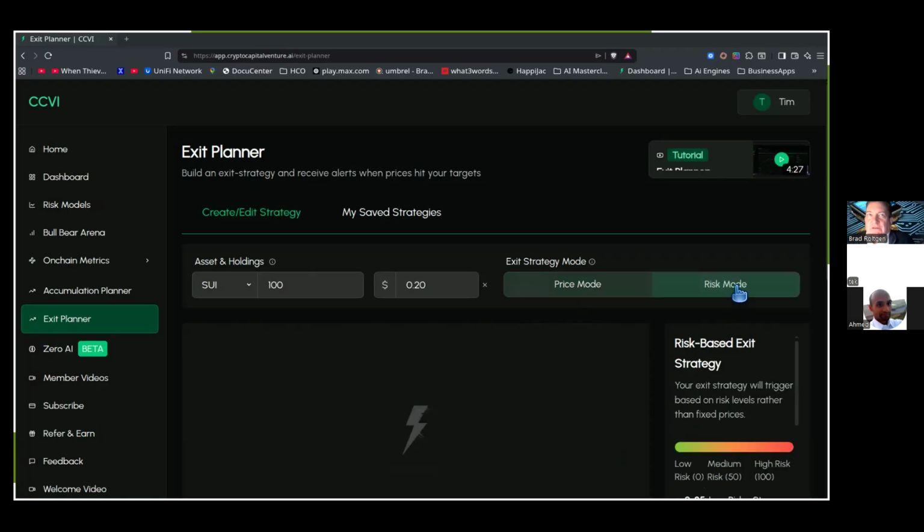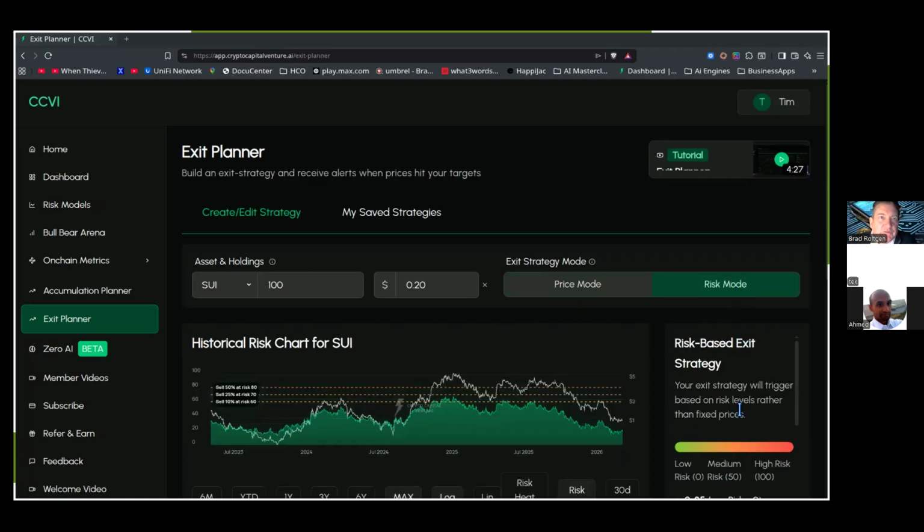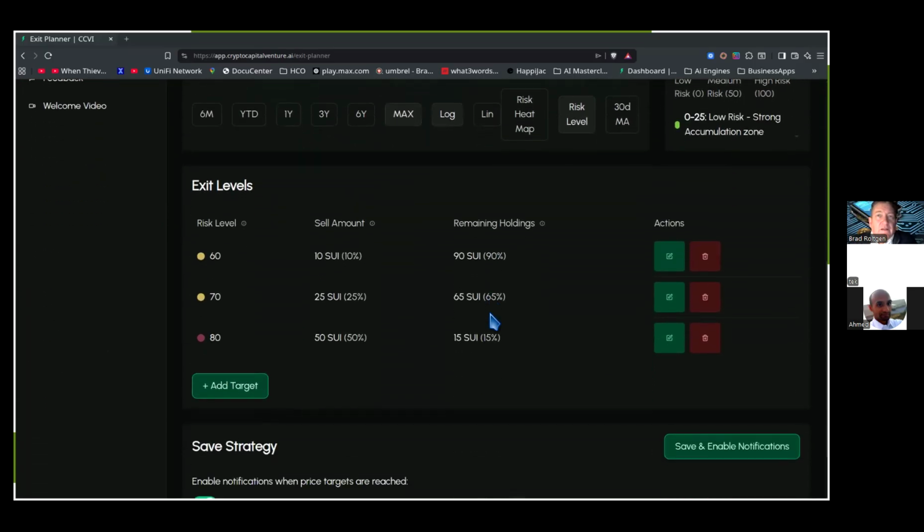I see some deals in there. See where it says sell 50% at risk 80, 25 at 70? Is that something you're recommending? You can set that here. I didn't know if that was a default or if you had been playing with this coin. When you enter coins in, it sets up some exit strategies, and they start at 60, 70, and 80: 10% at 60, 25% at 70, and then 50% at 80.